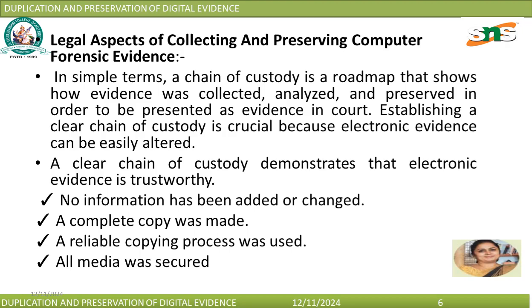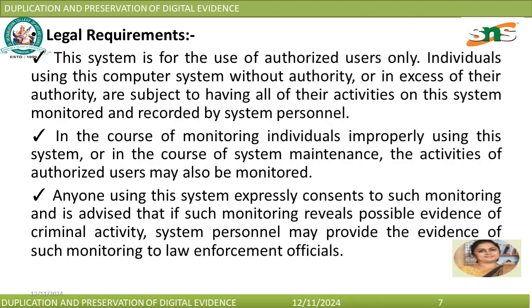In simple terms, a chain of custody is a roadmap that shows how evidence was collected, analyzed, and preserved in order to be presented as evidence in court. So, a clear chain of custody means no information has been added or changed, a complete copy was made, a reliable copy process was used, and all media was secure.